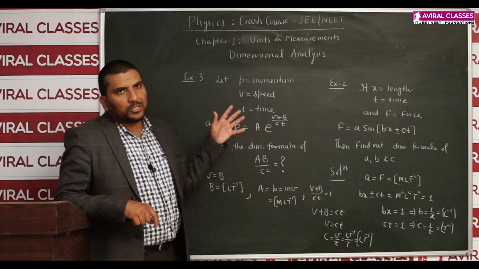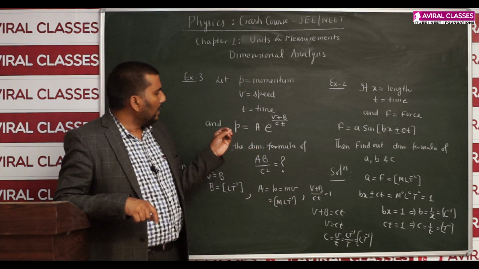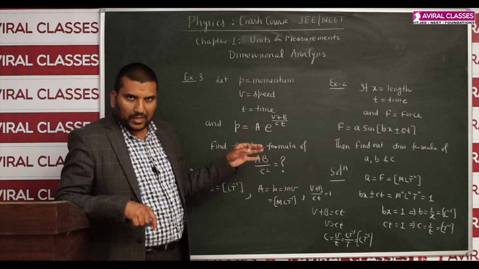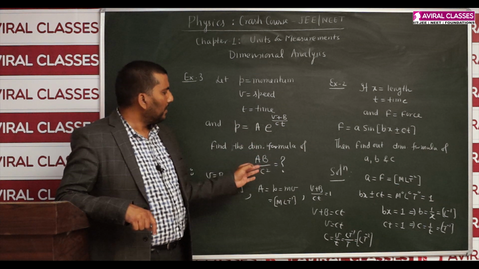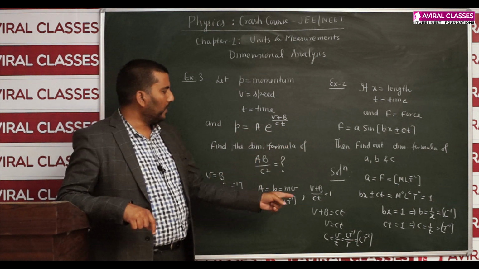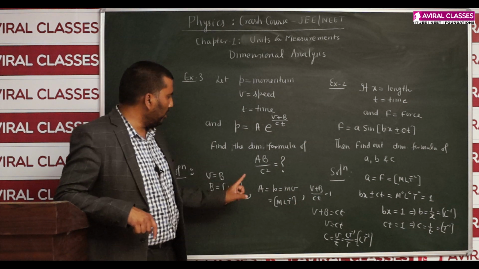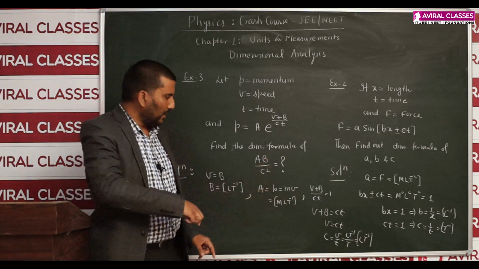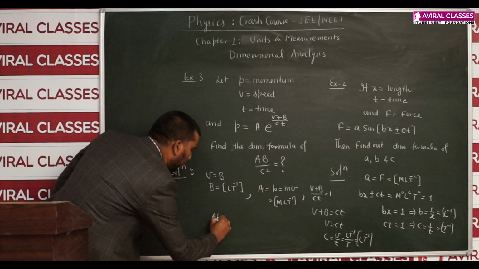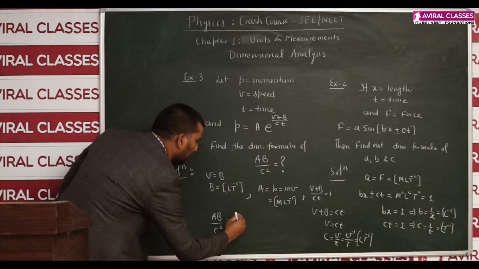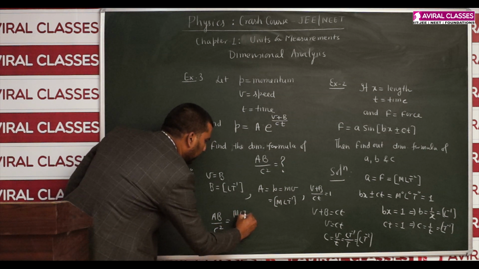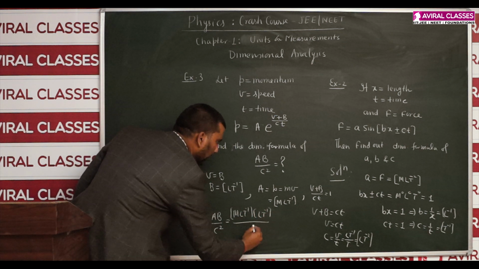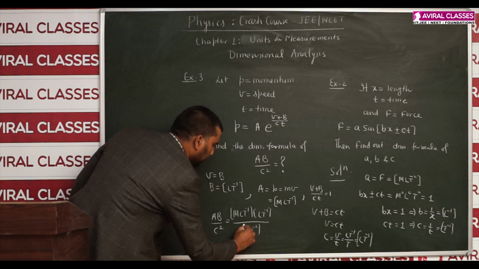So in this question they also asked to find out the dimensional formula and identify which of these three has the same dimension as acceleration. You may get the answer, that is C. Now you got B, you got A, you got C, you can get this one. Let us solve the final one. AB upon C square may be written as A is MLT^-1, B is LT^-1 and C is LT^-2.